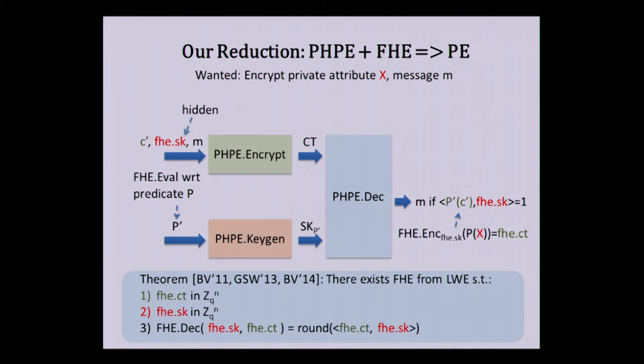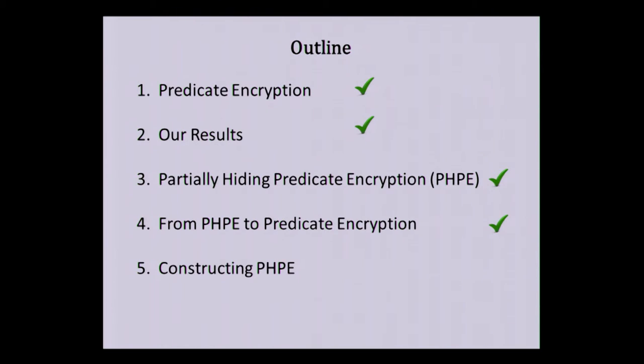Now, as we can see, in the partially hidden predicate encryption, I almost get the fully homomorphic decryption algorithm. So I'm almost able to check the result of the computation, whether or not P of X is equal to 1, except that I have to take care of this rounding operation. For this talk, I'm not going to tell you how to take care of this rounding operation, but it turns out to be very easy by issuing multiple secret keys for very related predicates, and you can handle this rounding operation. And as a result, you do get what you want. You get the message M if P of X is equal to 1. So now we have a transformation from partially hidden predicate encryption to predicate encryption.